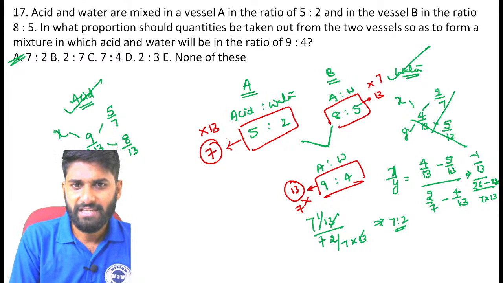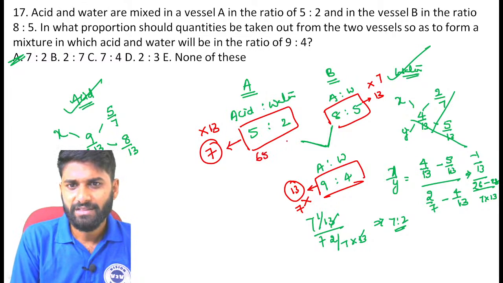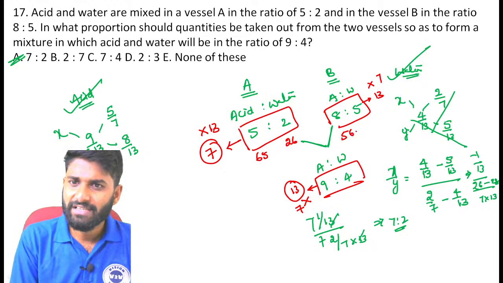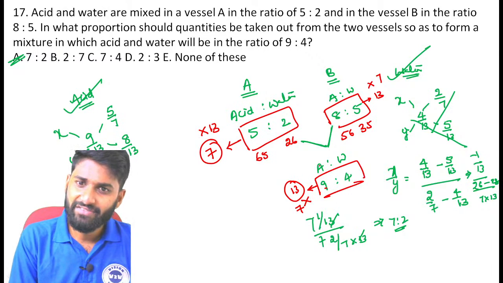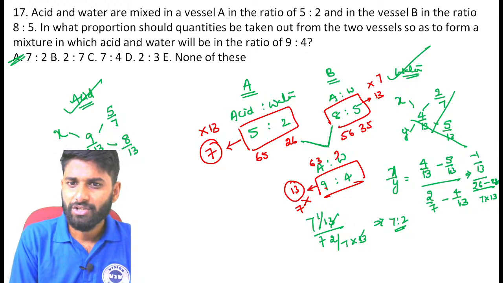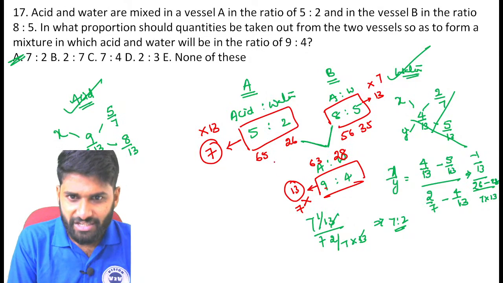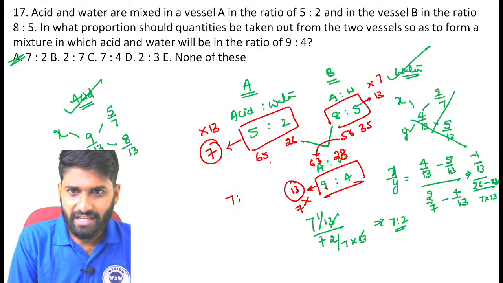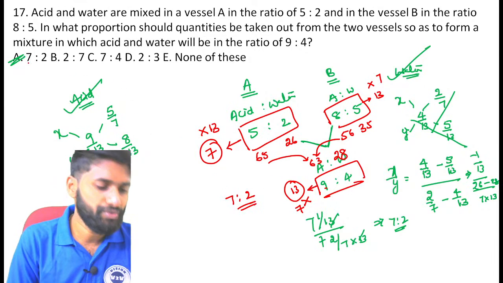See, 13 5s are 65, 13 2s are 26. Again, 7 8s are 56, 7 5s are 35. Again, 9 7s are 63 and 9 4s are 28. Now you just find the ratio. See, 56 becomes 63. We have 7 units now. 65 becomes 63. We have 2 units. Now the ratio becomes 7:2.